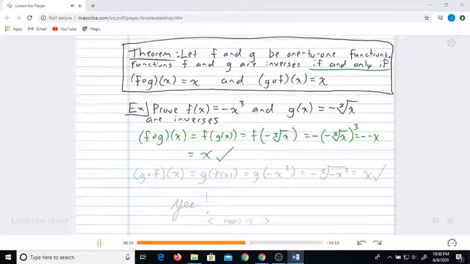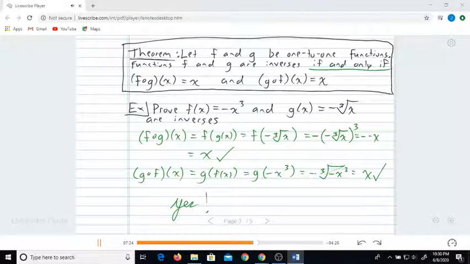So f cancels g. Let's see if g cancels f. That would be g at f of x, so that's g at negative x cubed. That's going to be the negative of the cube root of negative x cubed, and that also equals x. So yes, they are inverses because they cancel each other.